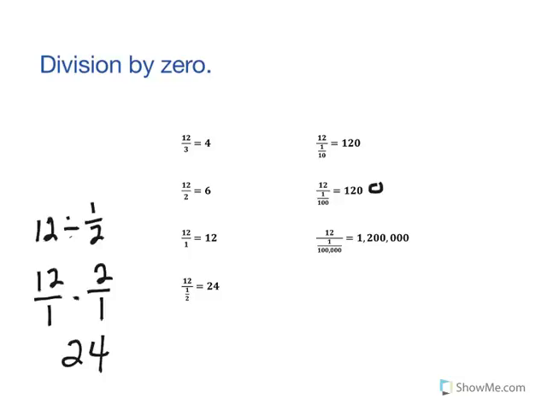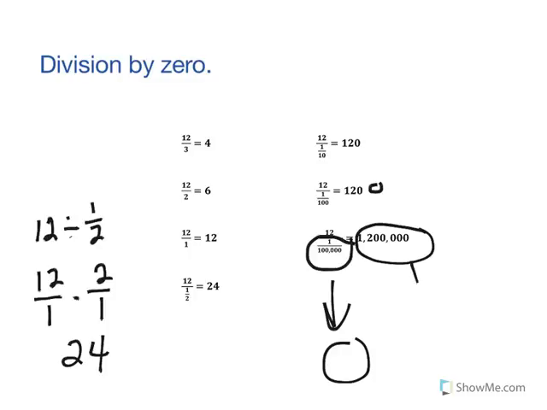At any rate, this number here is getting smaller and it is approaching 0, while this number gets bigger and approaches infinity. It becomes infinitely large, blows up, can't be done. So that's why we say division by 0 is undefined.